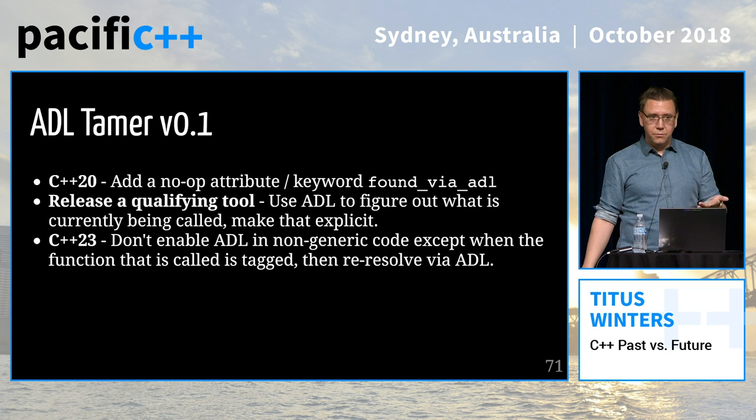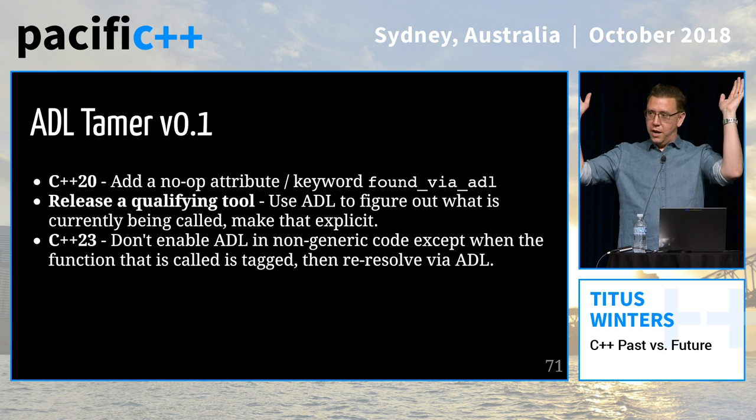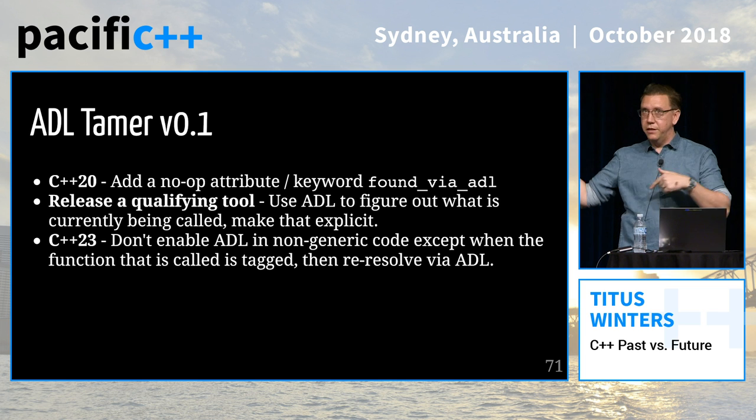The compiler knows what is being called. We can just say, hey compiler, tell me what is being called so that I can add foo:: to that function call, right? Then no more ADL, poof. That's why it has to be in non-generic code.